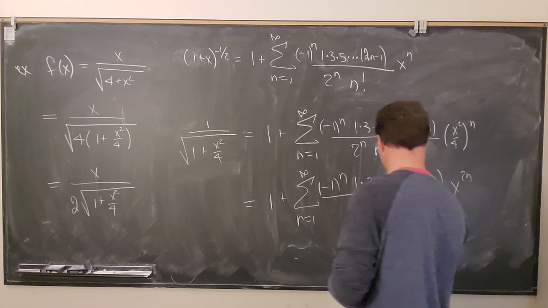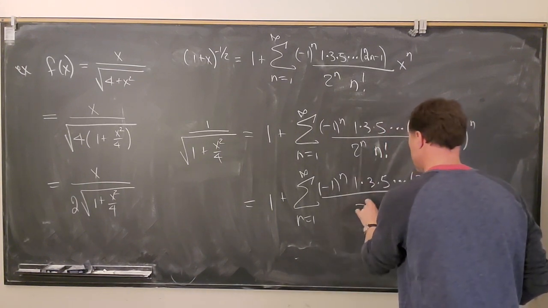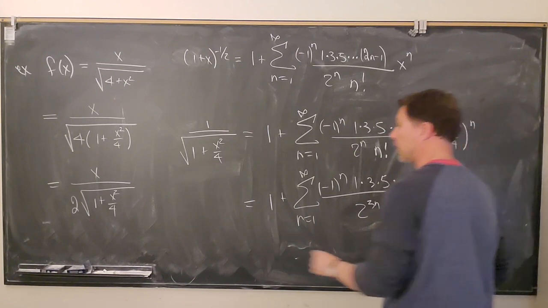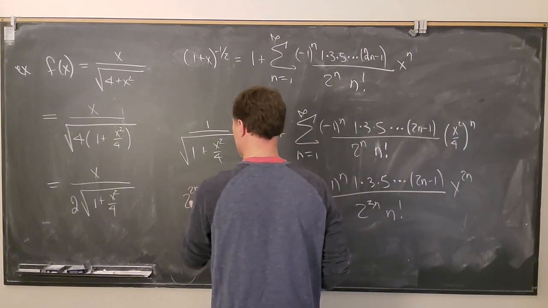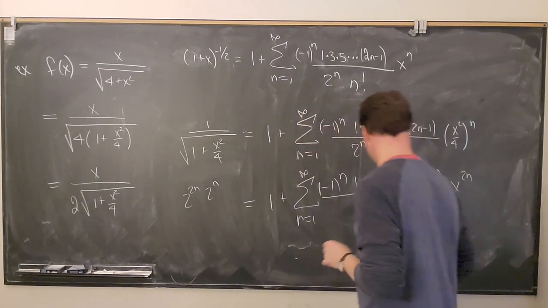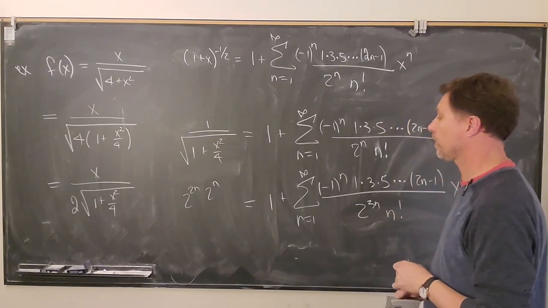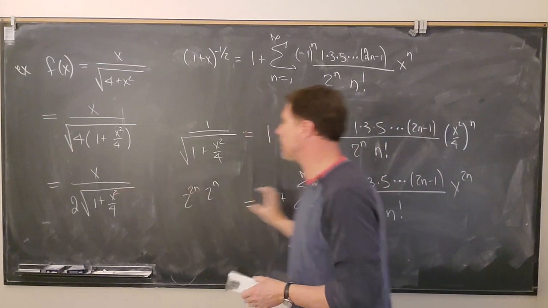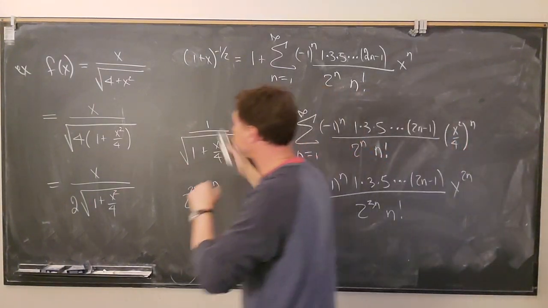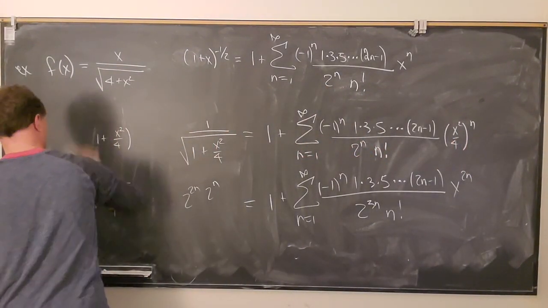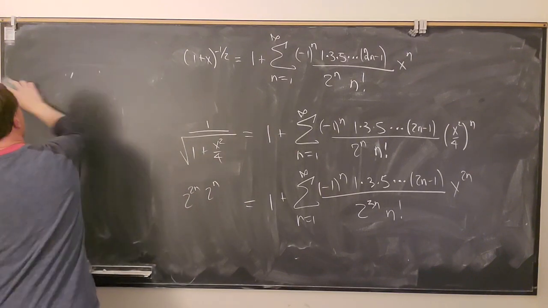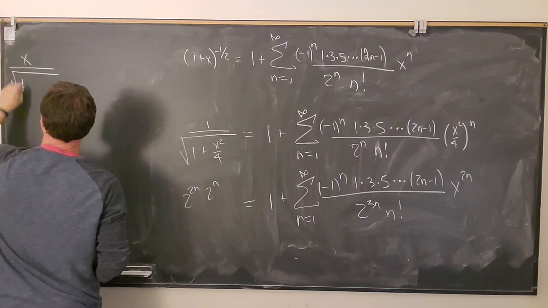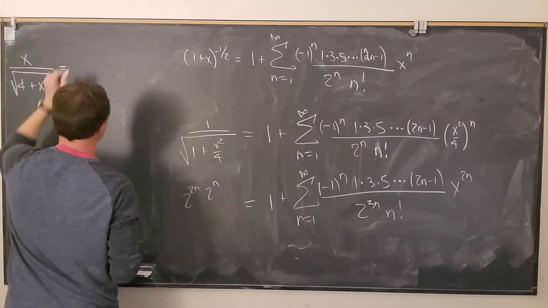Okay, so this is going to look like this: 2 to the 3n times n factorial, right? What did I do? 2 to the 2n times 2 to the n. Add the exponents gives me the 3n. The last step, I need to multiply the entire thing by x over 2. So, final answer, x over square root of 4 plus x squared.